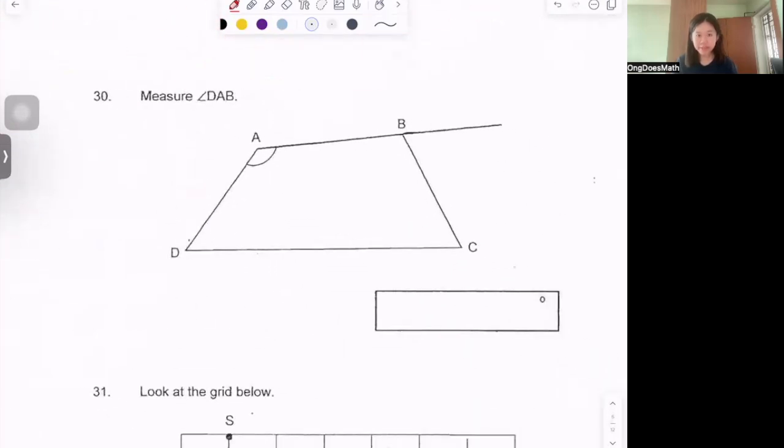Next, measure angle DAB. I don't have a protractor with me, but the answer should be roughly 132 degrees. I will accept plus minus 2 degrees.